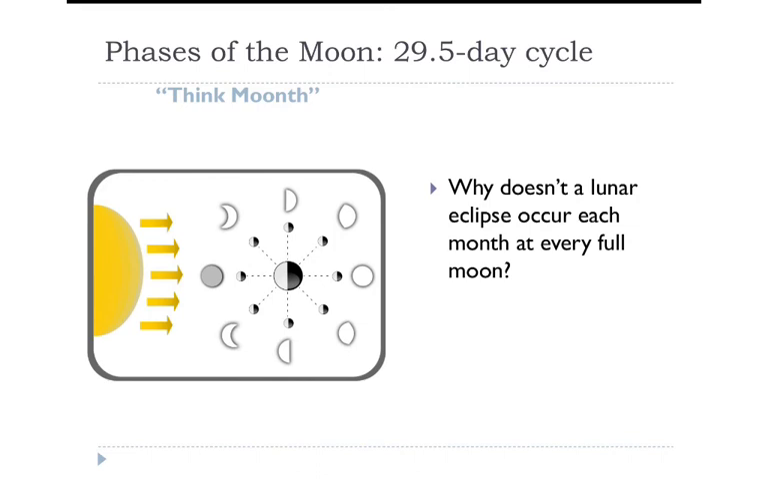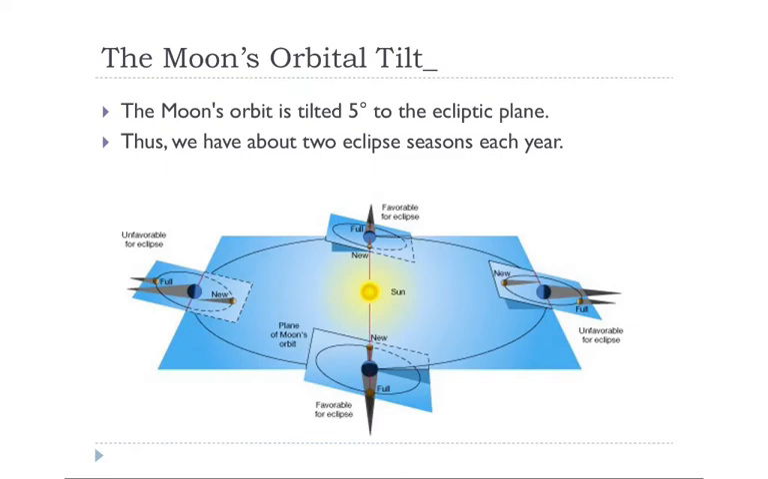Phases of the moon, 29.5 day cycle. Okay, so think of month, moon, that's where that came from. So why doesn't a lunar eclipse occur each month at every full moon? So that's the alignment that we need, but why don't we get an eclipse every single month?